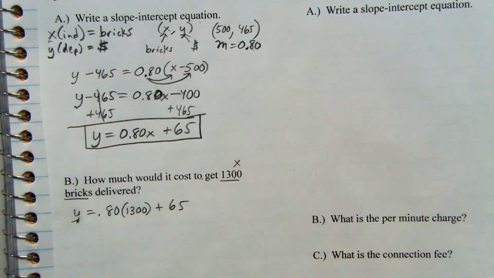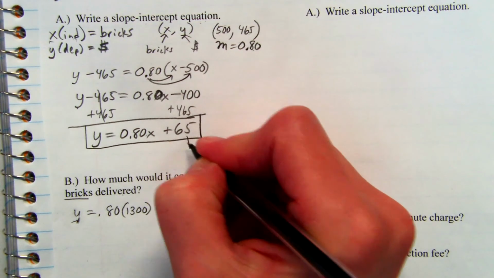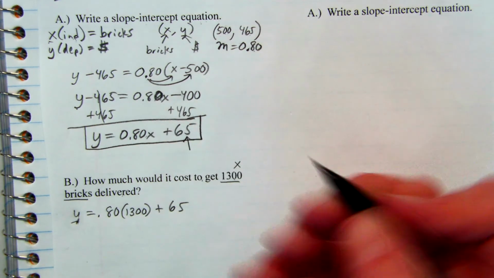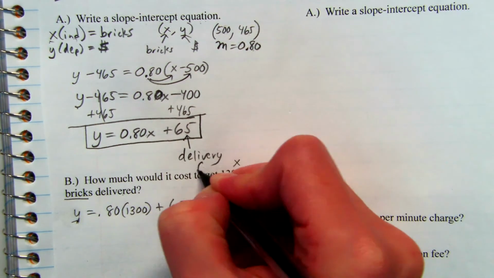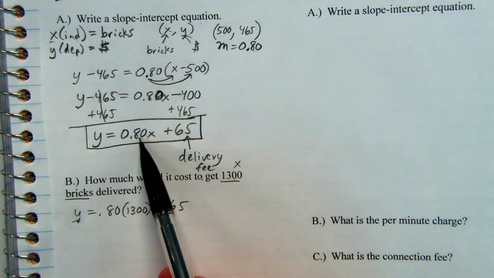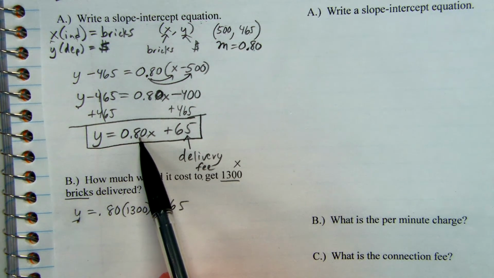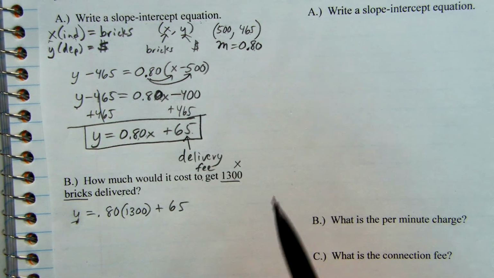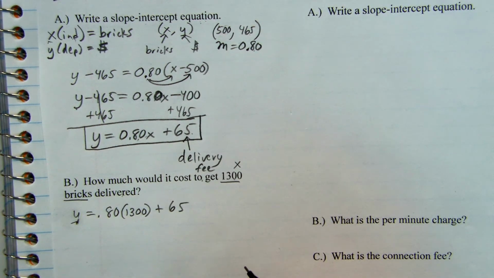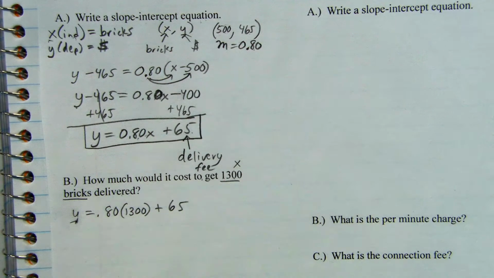I guess I should back up a little bit. What do you think the 65 is that's tacked on the end? Delivery fee. Probably a delivery fee. If they're bringing these to your house, that would be my guess too. So you're paying 80 cents a brick for the bricks, and you're paying some dude 65 bucks to show up with the truck to dump bricks in your yard. Yeah, I think they come in bundles of some sort.